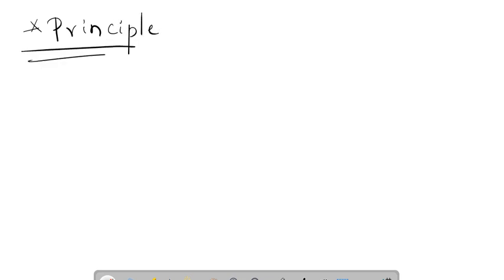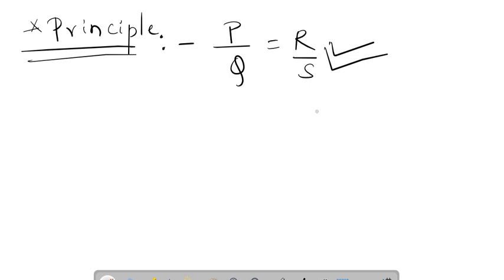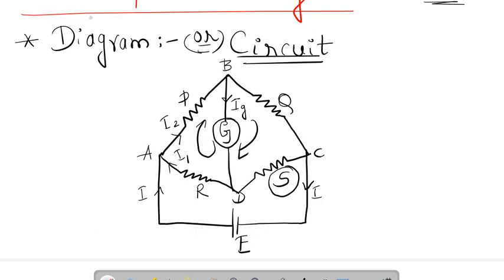Now, what is the principle here? The principle is that P by Q is equal to R by S. We need to derive this. Okay. See, let us look at the diagram here.